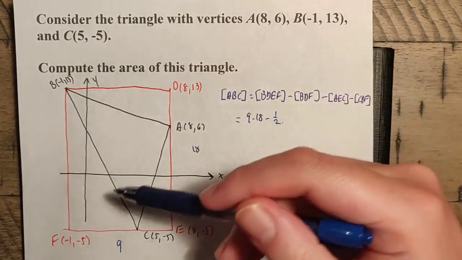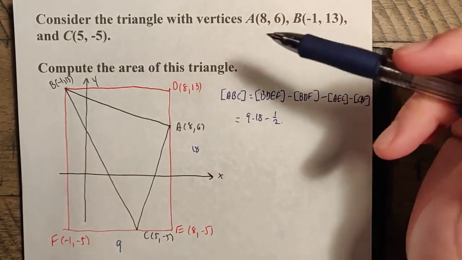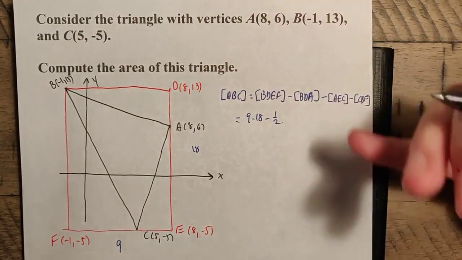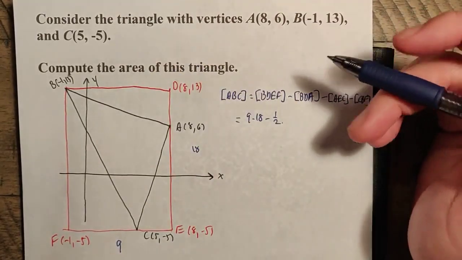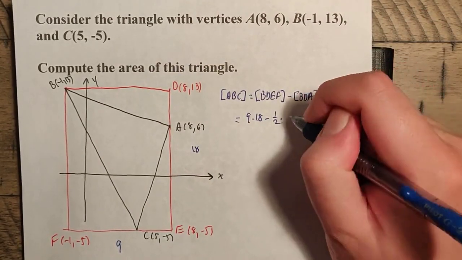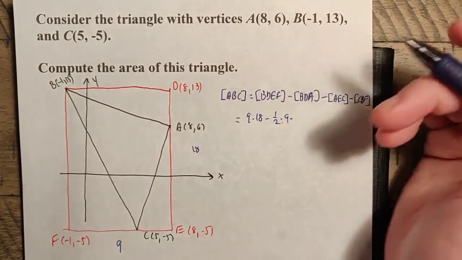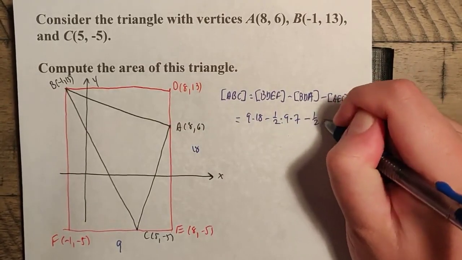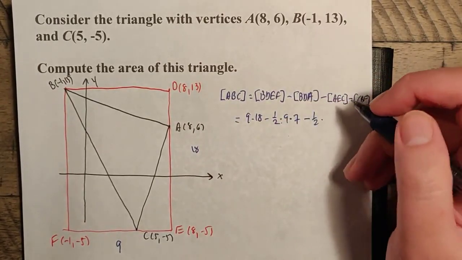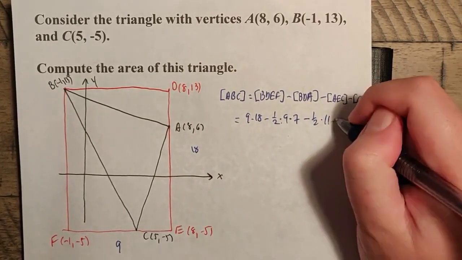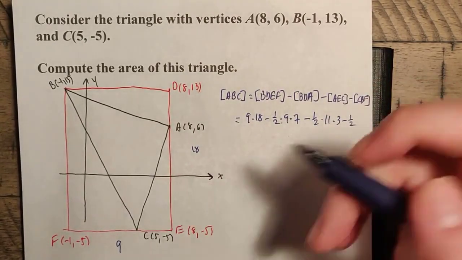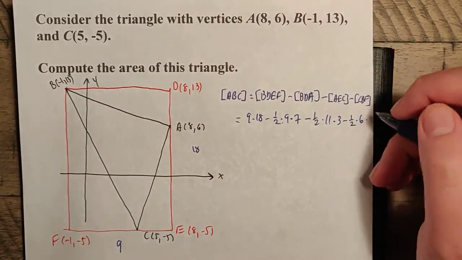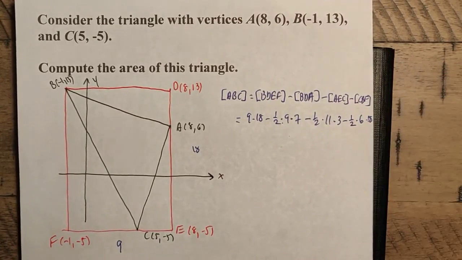So BDF here, oh sorry, did I write that wrong? I did write that wrong. I'm sorry. This should be BDA. BDA here, as you can see, is going to be 1/2 times 9 times 13 minus 6, that's 7. AEC here is 1/2 times, the height is 11, and the base is from 5 to 8, which is 3. And then CBF is 1/2 times 6, and the height here is 18.